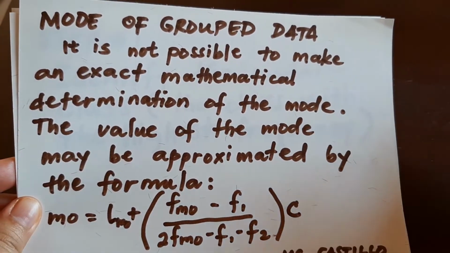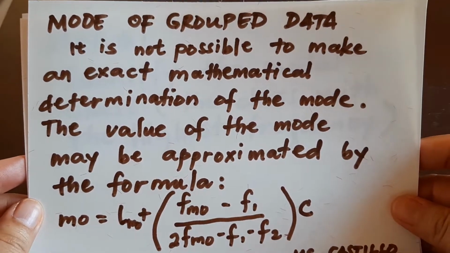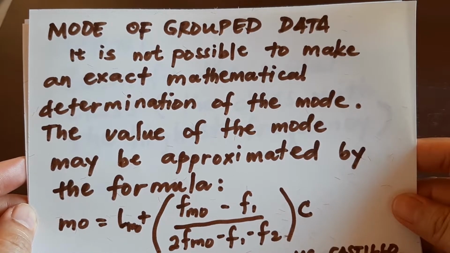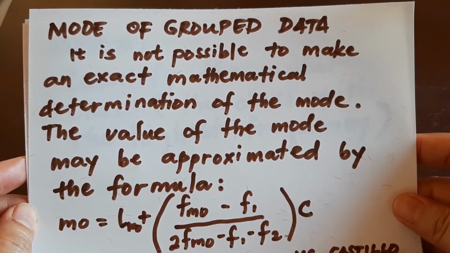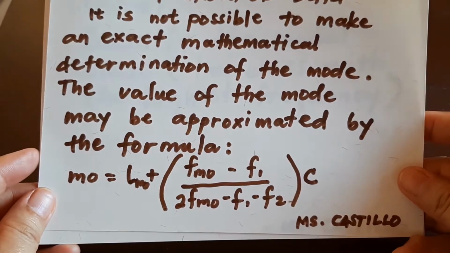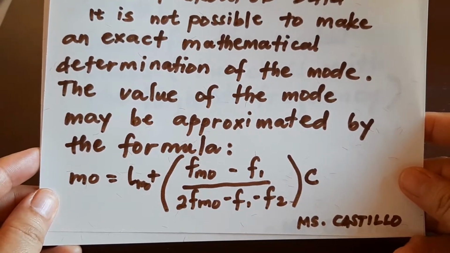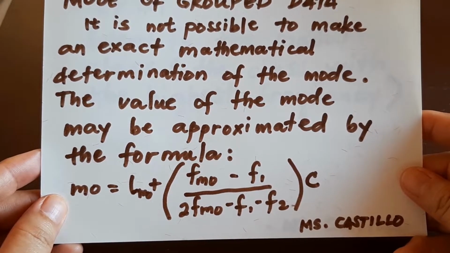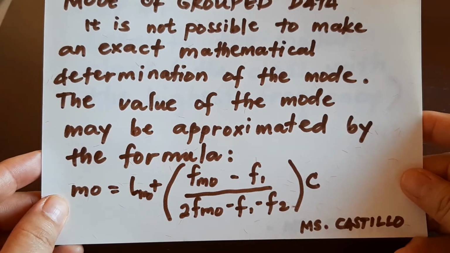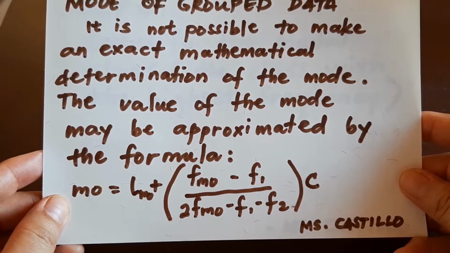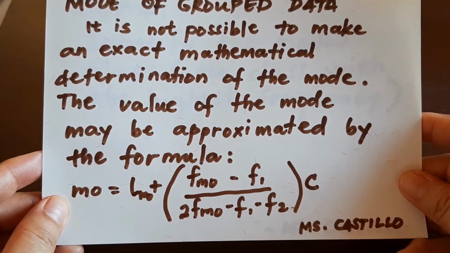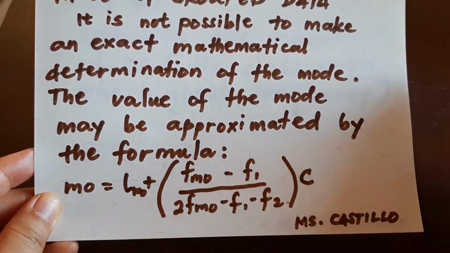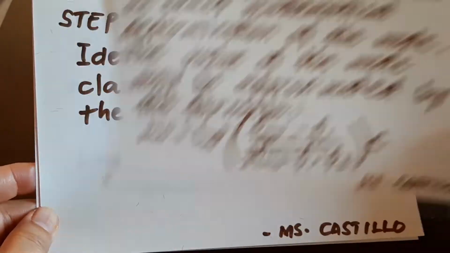So, mode of grouped data. It is not possible to make an exact mathematical determination of the mode. The value of the mode may be approximated by the formula: mode is equal to the lower limit of the modal class, plus the frequency of the mode minus frequency sub 1, divided by 2 times FMO minus F sub 1 minus F sub 2, times C. So what is the meaning of all of this? We'll talk about it one by one.